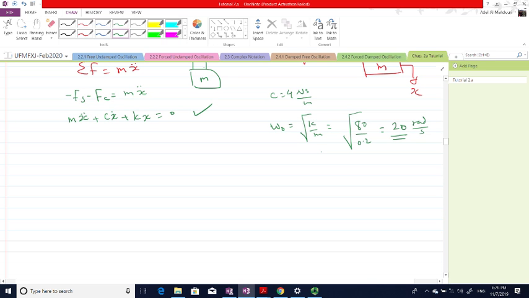We just apply the formula that we remember from before. Omega d squared will be equal to omega naught squared minus gamma squared over 4. Gamma is what? Gamma will be C over M. How much is gamma? 4 over 0.2, and that one will be how much? You don't divide by 2 here. So we'll have 8, right?